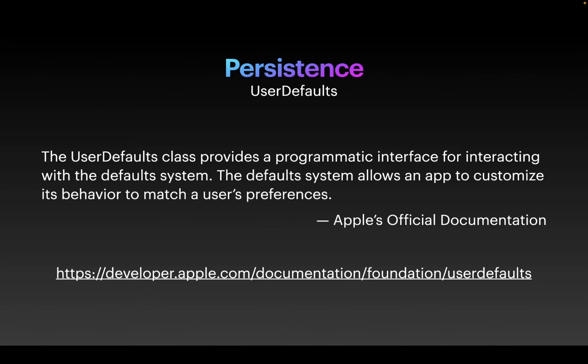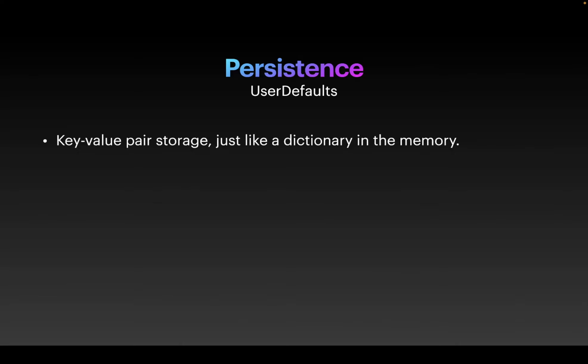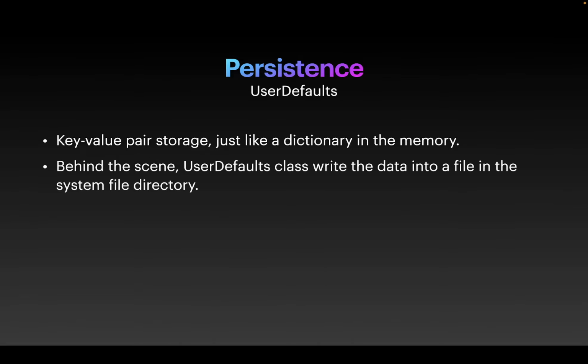When you have time, you can take a look at the documentation here to see all the details about user defaults. Now, there are some comments. First, the default system essentially is just a key-value pair storage. It's kind of like a dictionary in memory: it takes a key and pairs the key with a value. Another comment is that behind the scenes, the UserDefaults class actually writes the data into a file, which is a plist file.